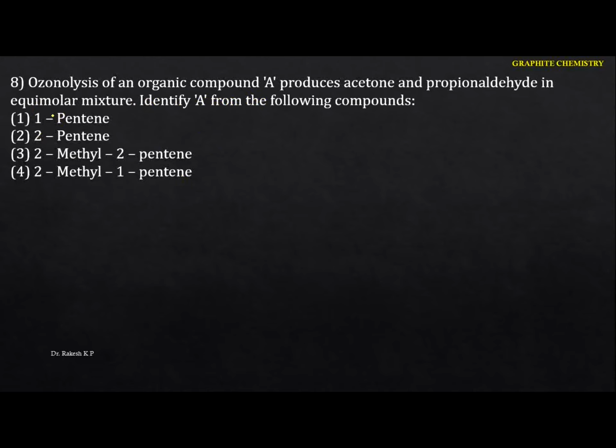Ozonolysis of an organic compound A produces acetone and propanaldehyde in an equimolar mixture. Identify A from the following compounds. Okay, so let me take the products we got here. One is acetone, the formula is CH3COCH3. And the next is propanaldehyde, which is CH3CH2CHO.